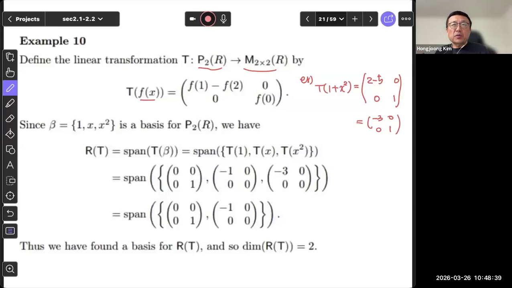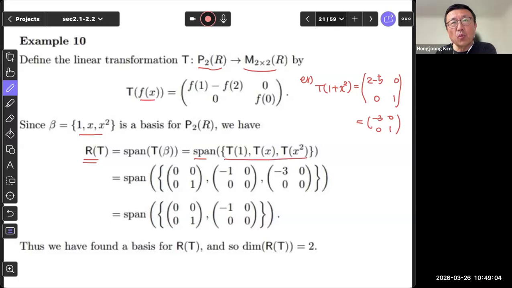So anyway, suppose that I have such a mapping. Then we know that 1, x, x squared is the standard basis for the P2 space. So that is the basis of the domain. Then the theorem says the range will be spanned by these three vectors.